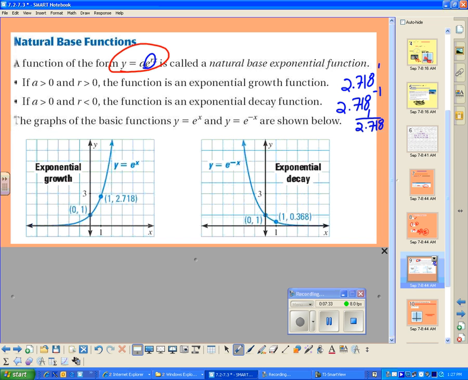You don't need to put these down on your notes unless you want to. It's up to you. They are in the book. Here's your basic functions, e to the x and e to the negative x, this one being the growth and that one being the decay. Anyone have questions about these?